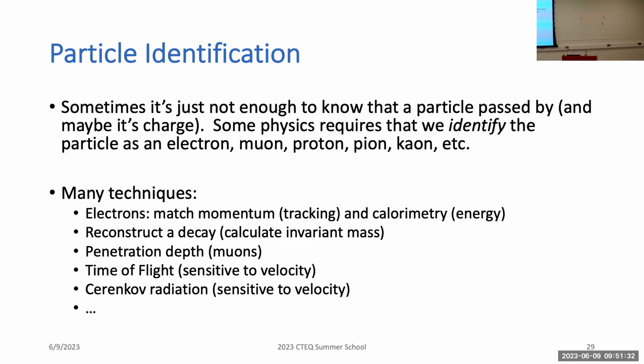You can reconstruct the decay by calculating an invariant mass. A pi 0 decays to 2 photons, well, you can reconstruct the invariant mass and you get a peak at the pi 0, right? You can also do this with charm, right? And you can statistically reconstruct, let's say, a D0 meson. You can look at penetration depth for muons. We talked about that yesterday. If you want to identify things like pions, protons, kaons, you need a different technique, and you can use things like time of flight or things like Cherenkov radiation.